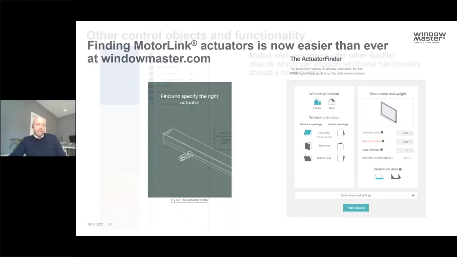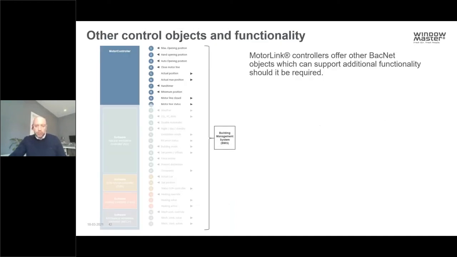And then just to take a quick look at the other control objects that are available. There's a number of different objects that we haven't talked about, but are there if they're required for additional functionality. We've just looked at the typical ones, but there are a number of other objects, and we can use those should we need to if there is project-specific requirements.